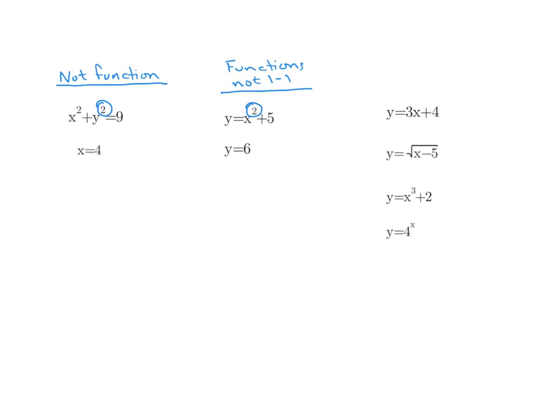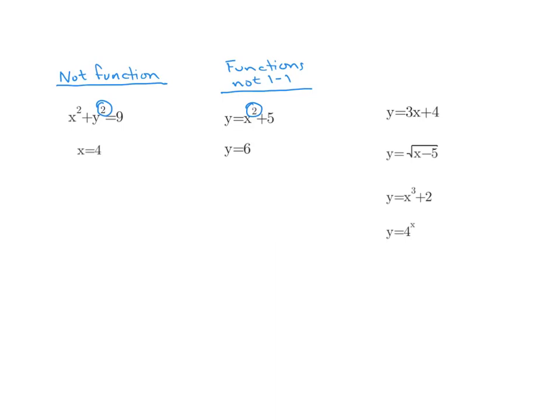The second equation, y equals 6, is not a one-to-one function. This is a horizontal line. This means that for every single value of x, we have y equals 6. So 6 appears multiple times.